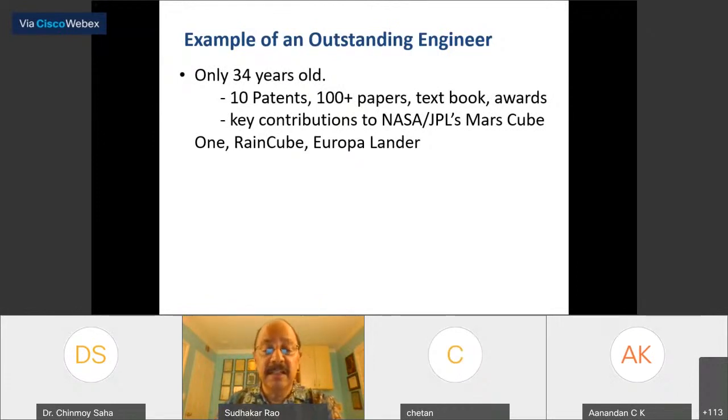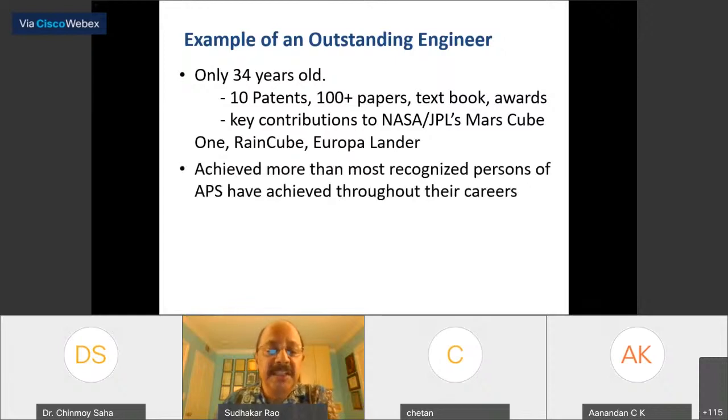I think he got an IEEE APS award. He wrote a textbook. He has many awards, including a recent Region 6 Outstanding Engineer of the Year award. He has made key contributions to NASA JPL, MarCO (Mars Cube One), RainCube, and the Europa Lander, and has achieved more than most recognized persons of APS have achieved throughout their careers. He's just 34 years old.